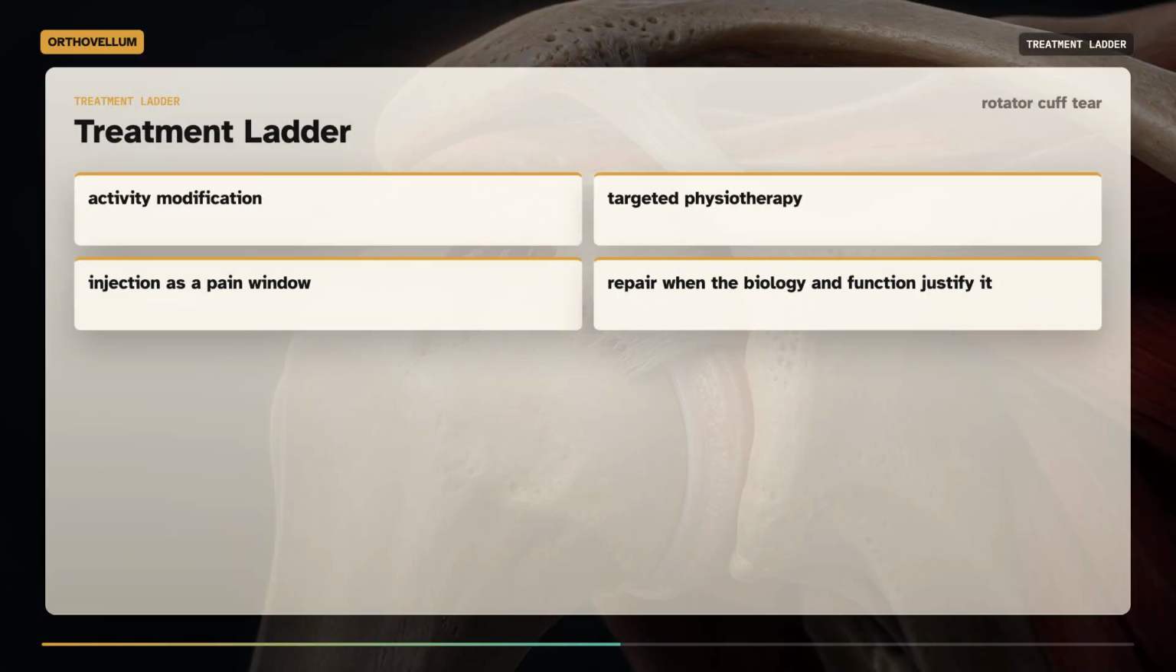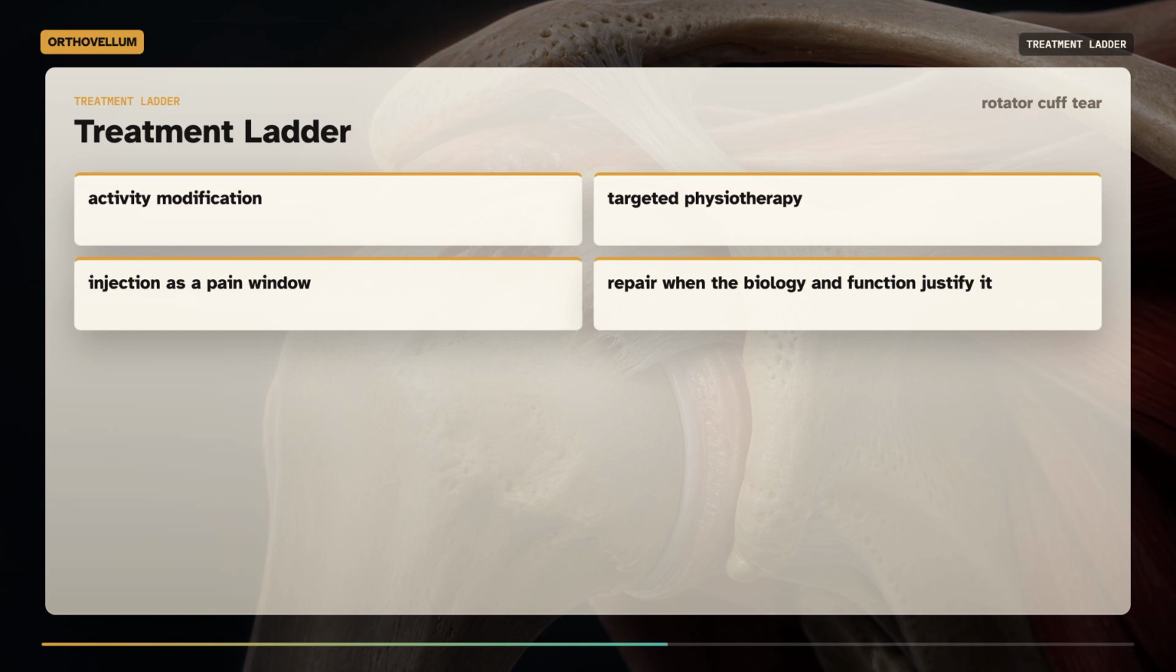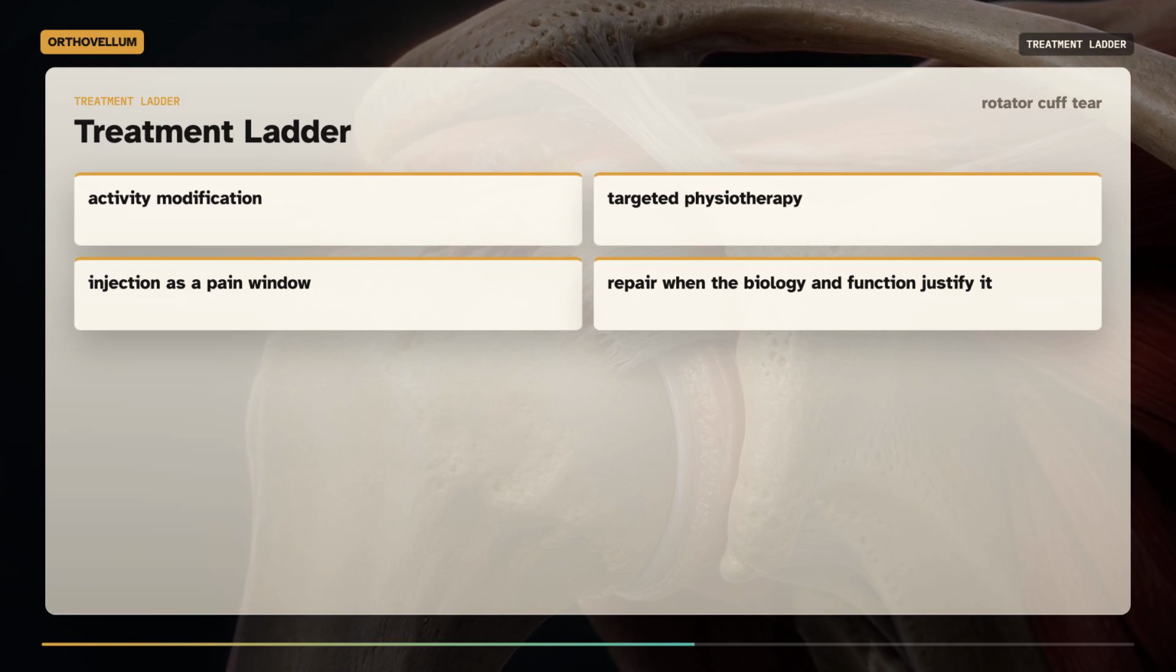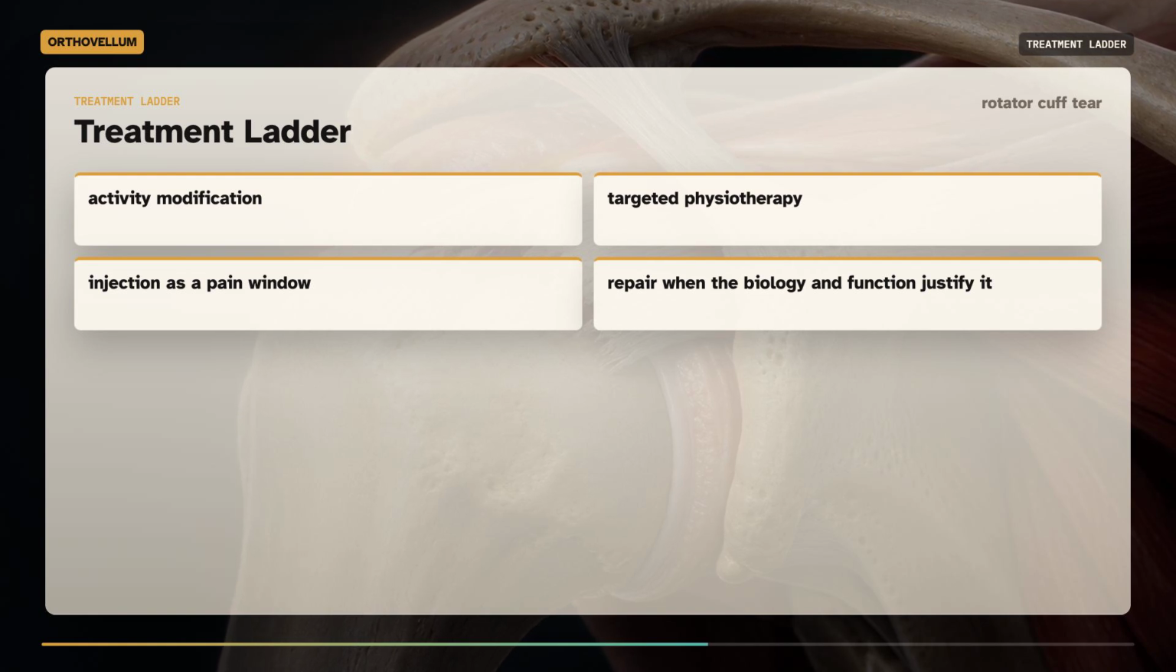Treatment is a ladder, not a reflex. For rotator cuff tear, the practical ladder is activity modification, targeted physiotherapy, injection as a pain window, repair when the biology and function justify it. The first steps usually try to calm the painful system and rebuild capacity. That means load management, targeted strengthening, mobility when appropriate, and clear expectations. Injections, braces, procedures, and operations are tools. They are powerful when used for the right reason and disappointing when used as shortcuts. The best plan explains not only what to do, but why that step belongs at this moment.